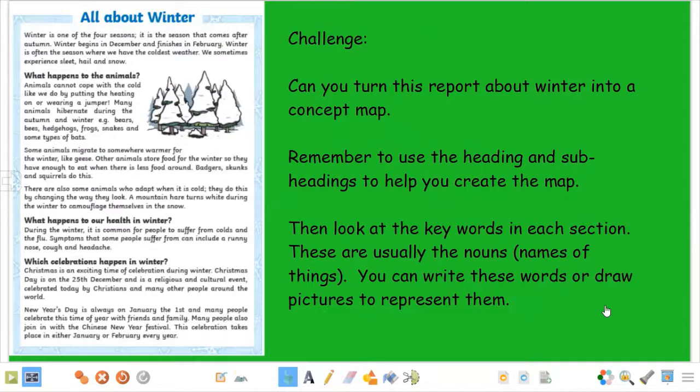And what I want you to do is just have a go. Maybe you just want to do one of the sections in this one. Maybe you can do all of them. I was going to say all three of them. That's how many there are. So that's your challenge.